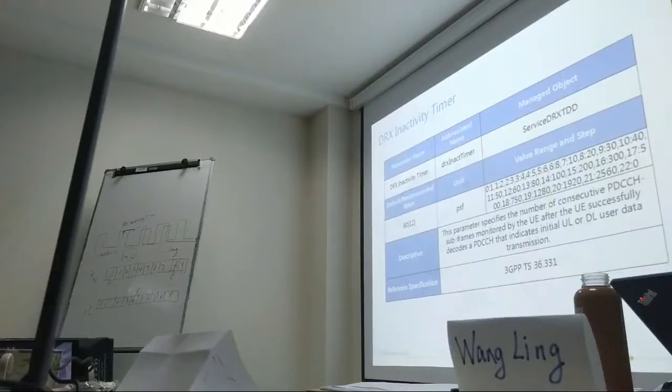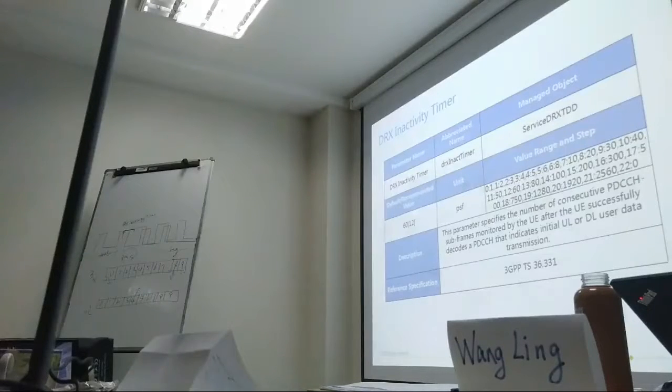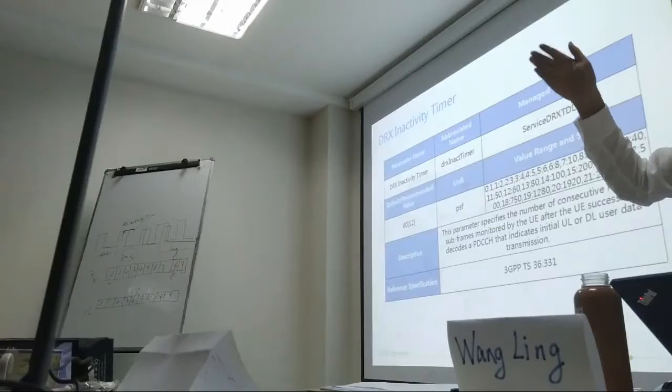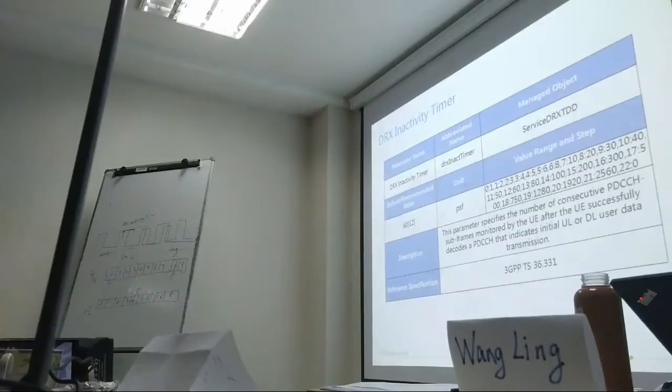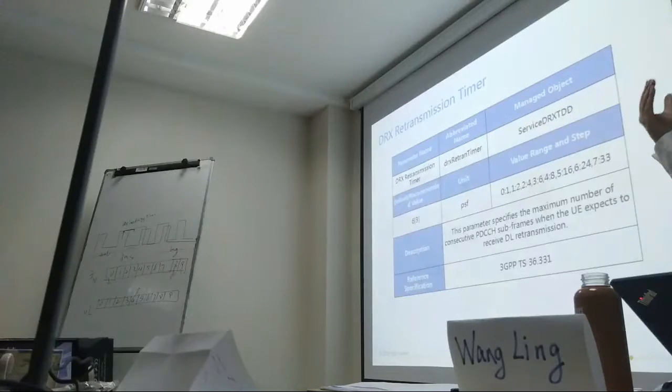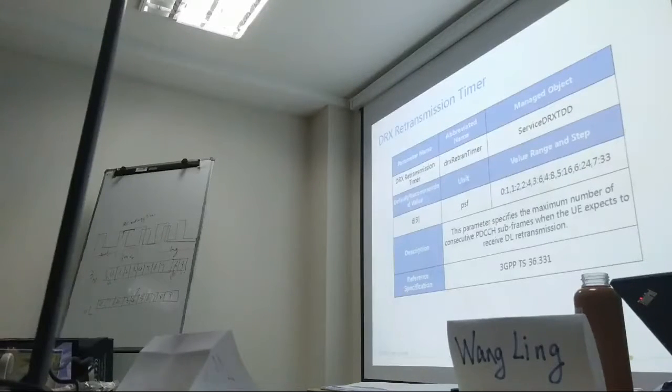The DRX inactivity timer, for example, is 60. That means if during the on duration time I monitor the PDCCH and I receive it, then after that, during these 60 milliseconds, I will always monitor. And after that, I will start the short DRX again. For the retransmission timer, here it is 6 subframes. That means I only wait 6 subframes for you. If you exist, okay, I will not wait.